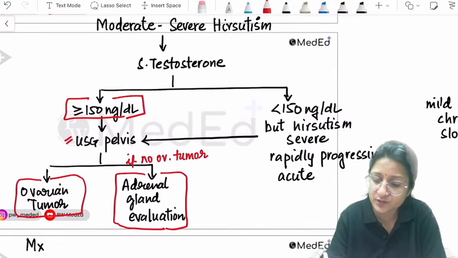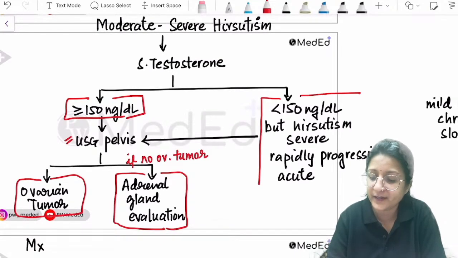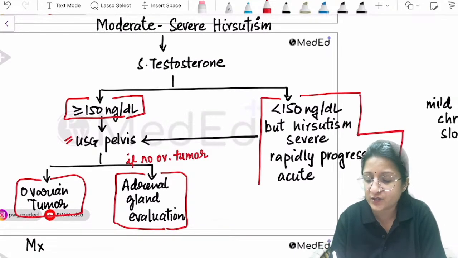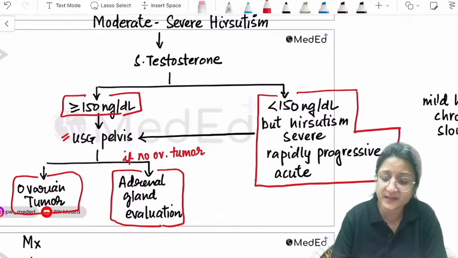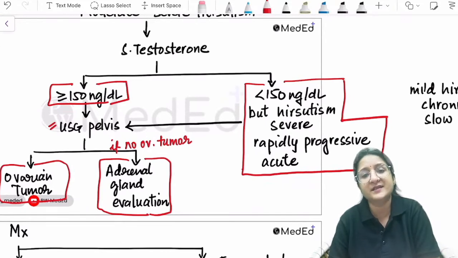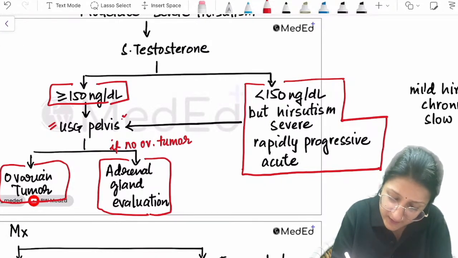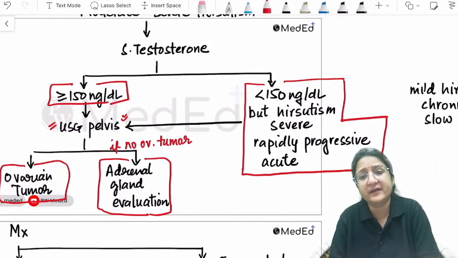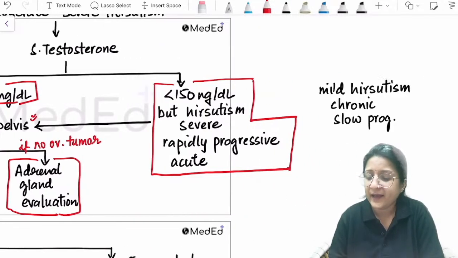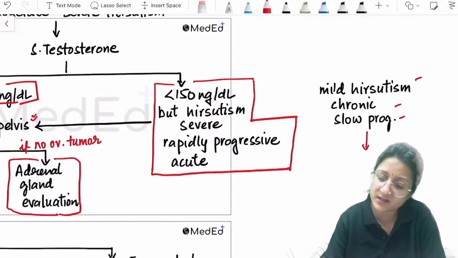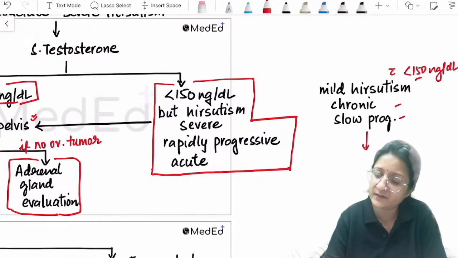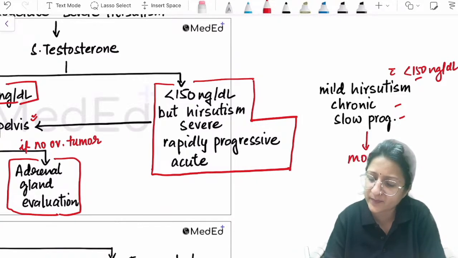If the serum testosterone level is less than 150, but severe, rapidly progressive acute hirsutism is there, then please go for ultrasound pelvis and please rule out any ovarian tumor as well. In mild hirsutism, chronic slow progressive hirsutism cases, with less than 150 nanogram per deciliter of testosterone, it is most likely PCOS.